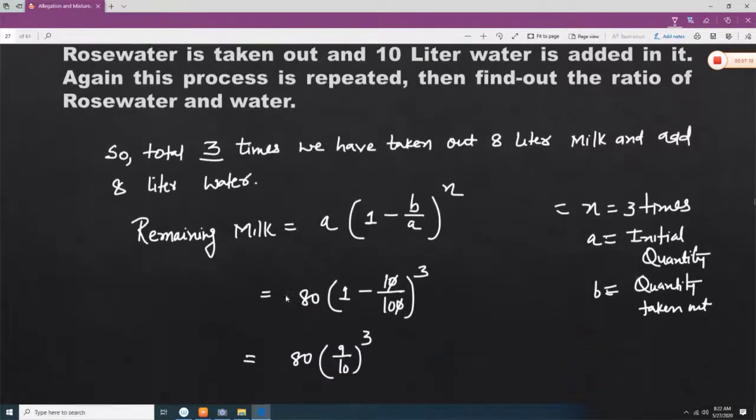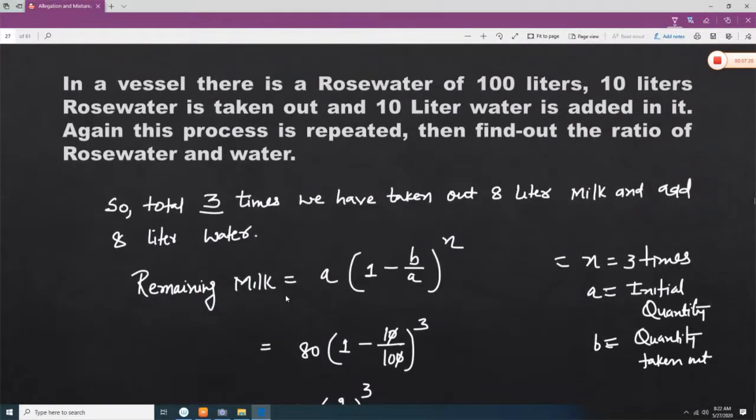In a vessel there is 100 liters of rose water. 10 liters of rose water is taken out and 10 liters of water is added to it. Again this process is repeated. Then find out the ratio of rose and water.